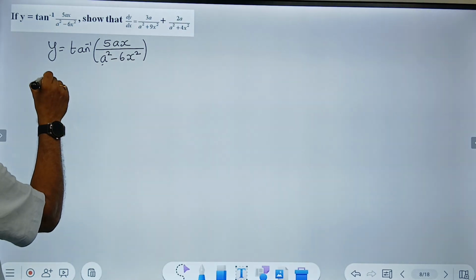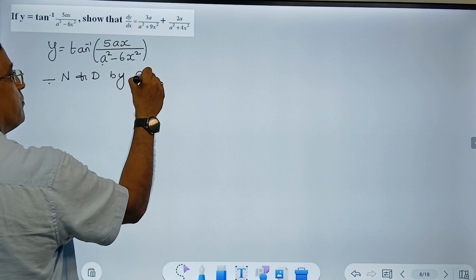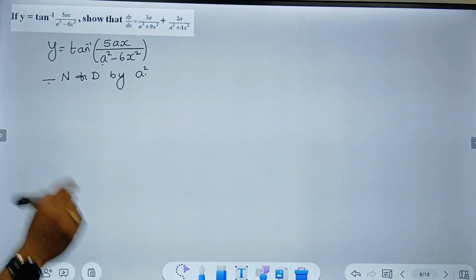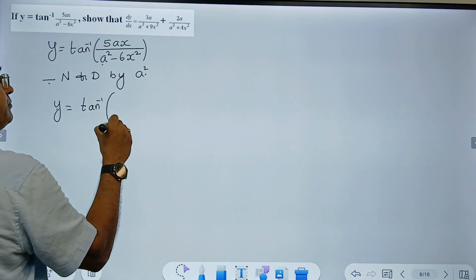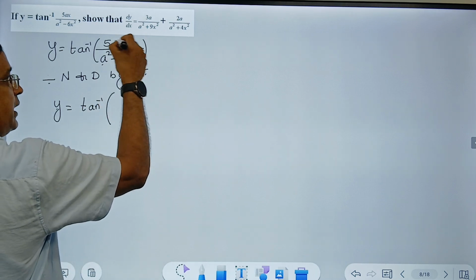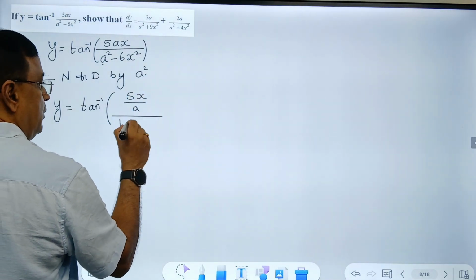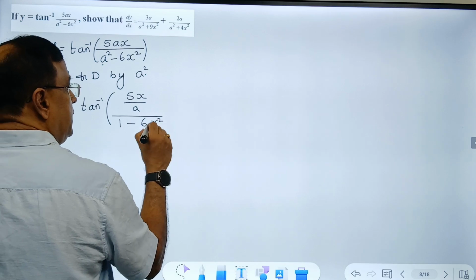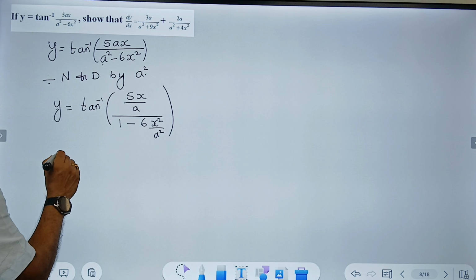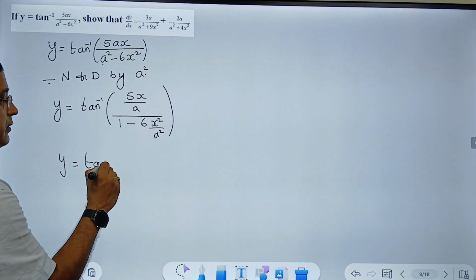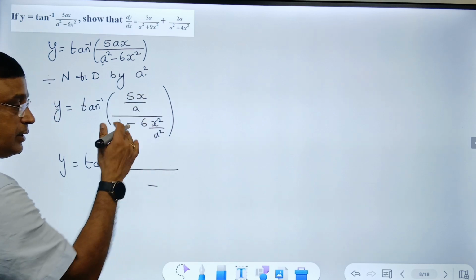How do I get that as 1? Divide numerator and denominator by a square. When you divide numerator and denominator by a square, what do I get? I get tan inverse of, I am going to divide this by a square. So a gets cancelled. You get 5x by a by 1 minus 6x square by a square. Now keep one interesting thing in your mind, that in the denominator there is a minus. So I have to write this in terms of plus.